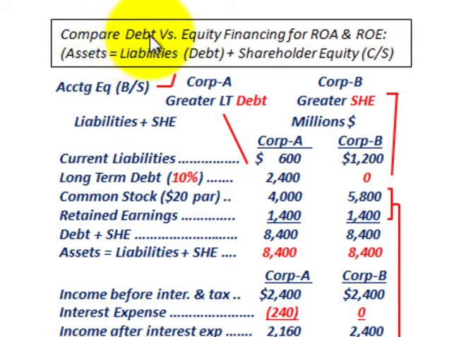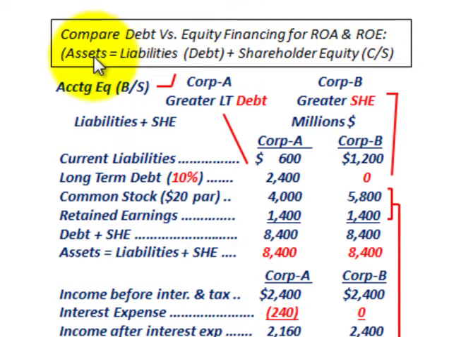What we're going to be looking at here is comparing debt versus equity financing for a return on assets and a return on equity. So a company has invested in assets, and they can either do that by taking out debt to purchase these assets, or they can issue common stock through shareholders' equity to buy those assets. And with the assets, they're going to have a return on investment. So you're going to have a combination here. Companies are going to be taking out debt, and they're also going to be issuing common stock or shareholders' equity to buy these assets.